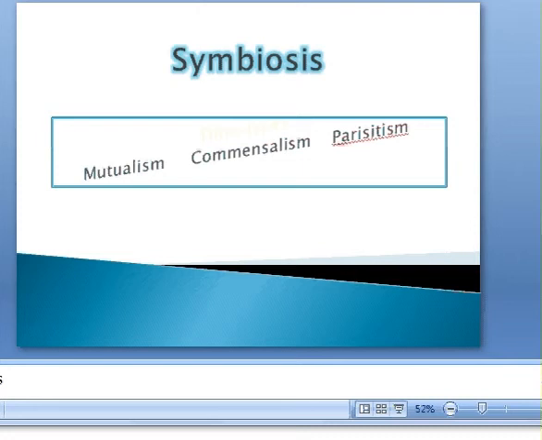Again, I told you earlier when we just started that it's a relationship or an interaction between two or more different species. So let's go ahead and break them down and talk about each one quickly and individually so that you have a good feel for what they are. Let me move on to the next slide.